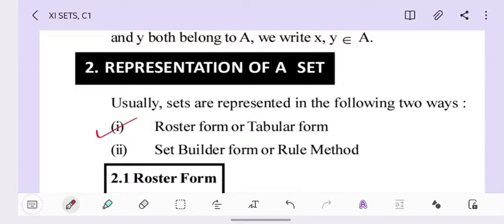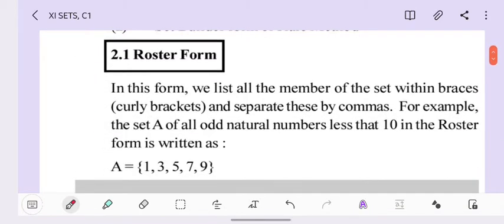Number one is roster form or tabular form. Number second is set builder form or rule method. Let's talk about the roster form. Roster form, in this form we list all the members of the set within braces, that is curly brackets, and separate these by commas. For example, let's say set A for all odd natural numbers less than 10.